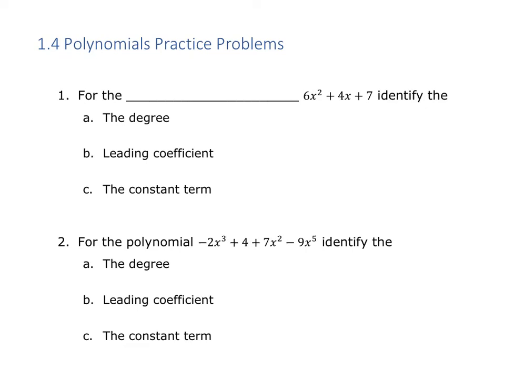All right, let's do some practice problems for 1.4 polynomials. So this first one, we want to identify what kind of polynomial is given to us there. Because it has three terms, it is a trinomial, tri for three. So TRI stands for three.